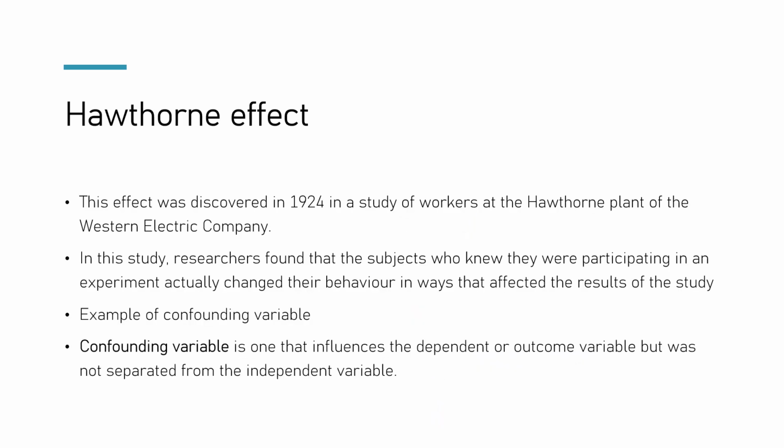Now there is the Hawthorne effect that impacts the confounding variable. Now, what is the Hawthorne effect? It was initially discovered in 1924 in a study of workers at the Hawthorne plant of the Western Electric Company. Researchers found that subjects who knew they were participating in an experiment actually changed their behavior, which affects the result of the study. So for example, if you know that someone is watching you all the time to understand how you would behave in a certain situation, then you would change your behavior in order to behave nicely for that situation. So that's the Hawthorne effect.